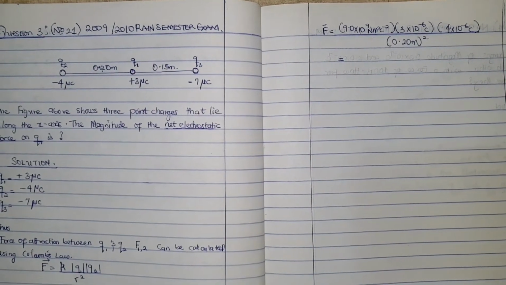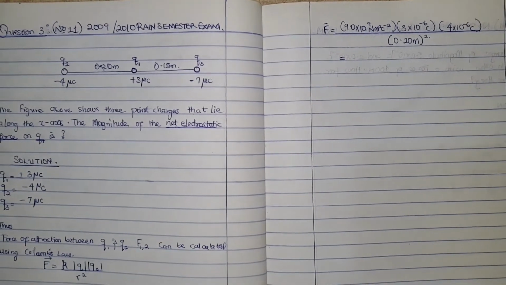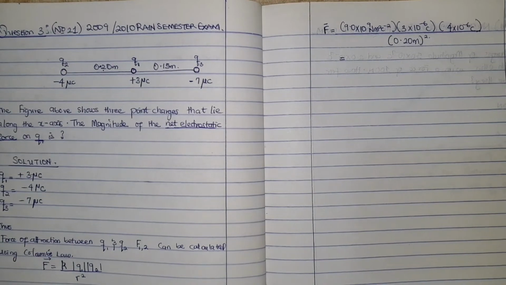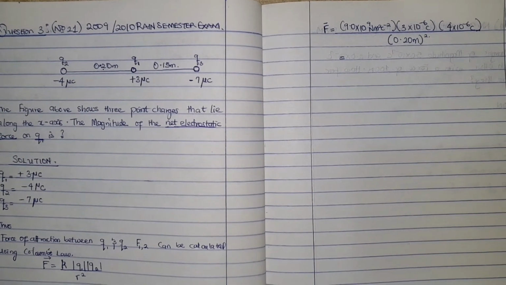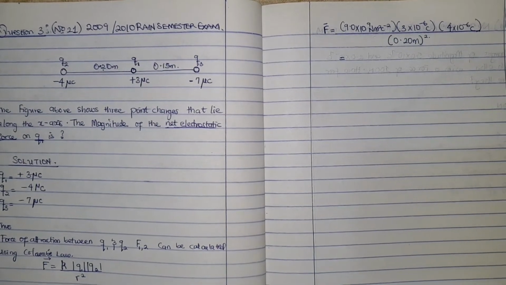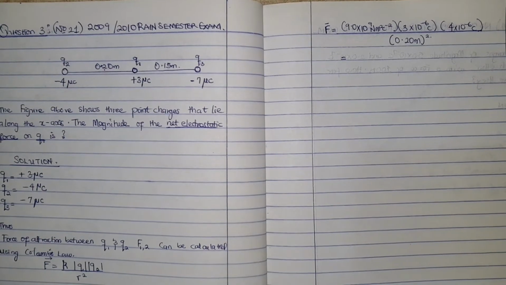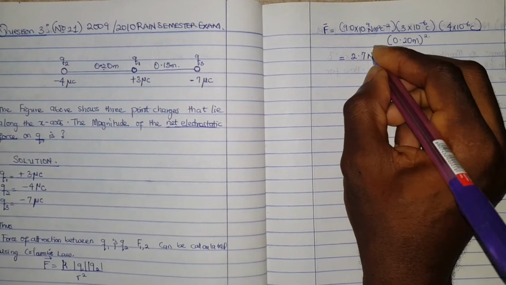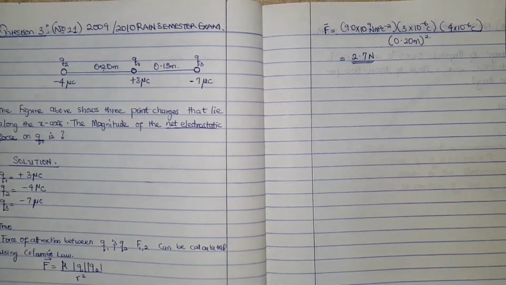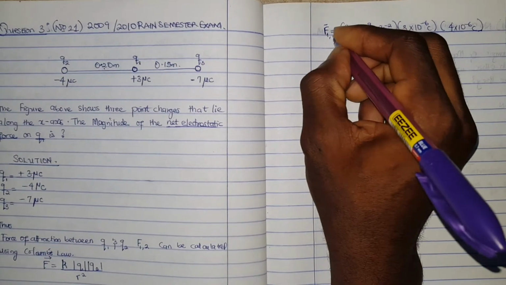If you punch your calculator, you are going to obtain 2.7 newton. This is F on 1 due to 2.